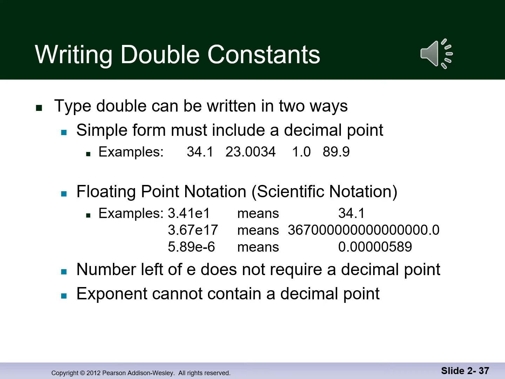5.89 e to the minus 6 means 5.89 times 10 to the negative 6th, which equates to that number, 0.0000589. There, I think I got that correct. The number to the left of E does not require a decimal point. Exponent cannot contain a decimal point.